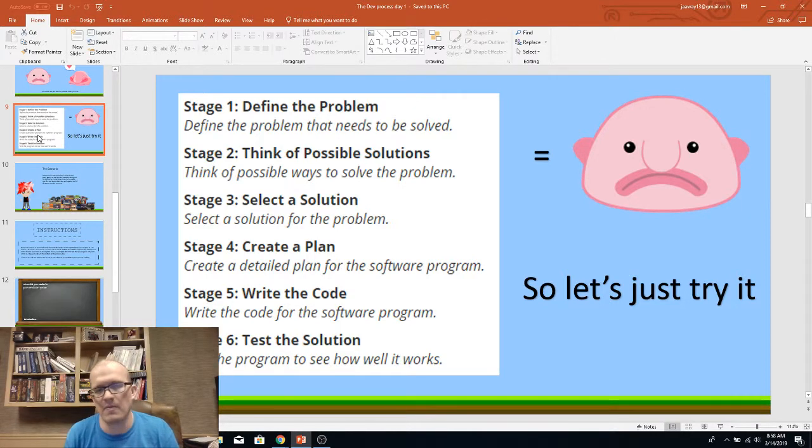So we write the code. Writing the code is, like I say, the second to last spot. We replace all of that pseudocode and all that plain English with real code. Then stage 6, we test the solution.